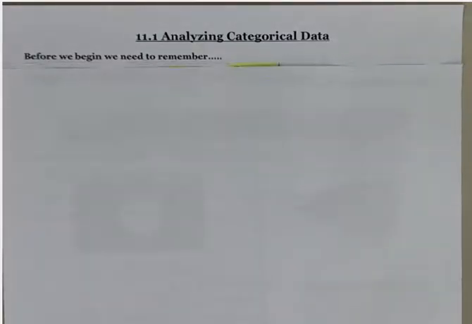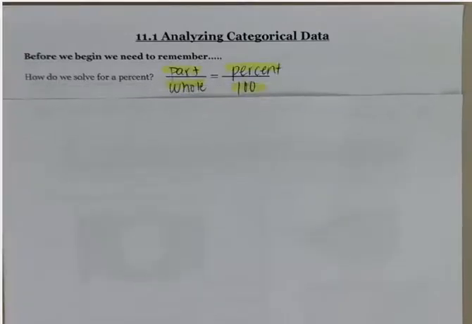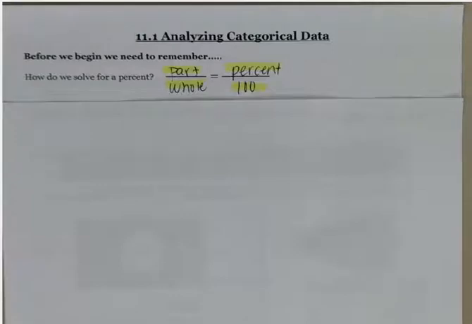So before we begin, we need to remember, how do we solve for a percent? Ms. Hitchcock's class knows 95 times out of 100, when you see a percent sign, you should think part over whole equals percent over 100, because you're going to be able to use this formula 95% of the time. Now, not all the time, but a majority of the time.